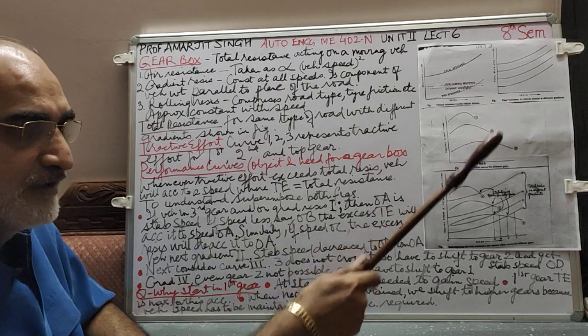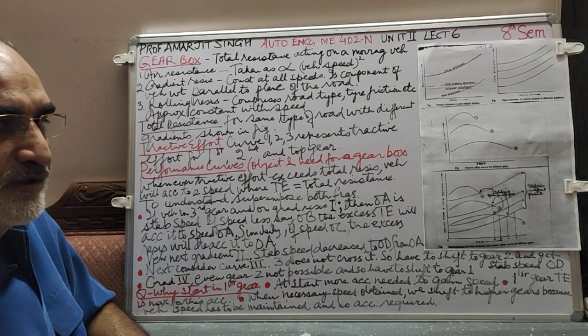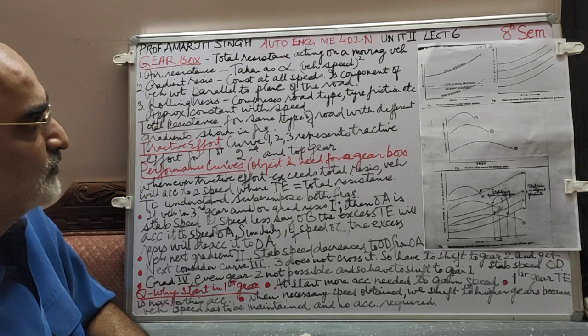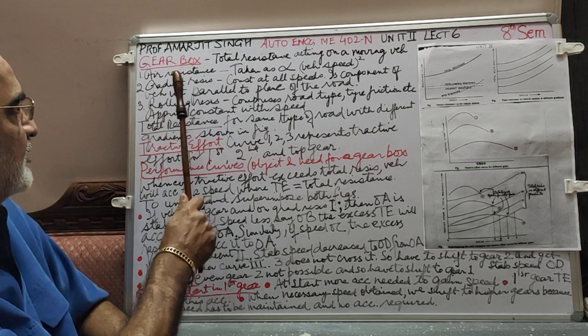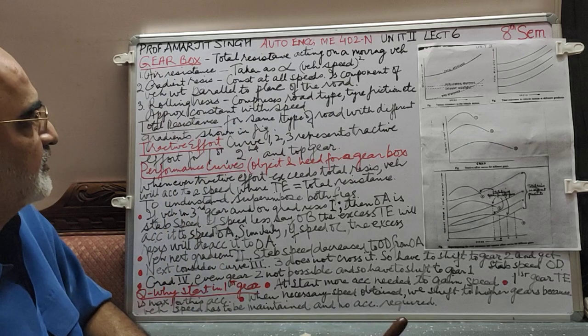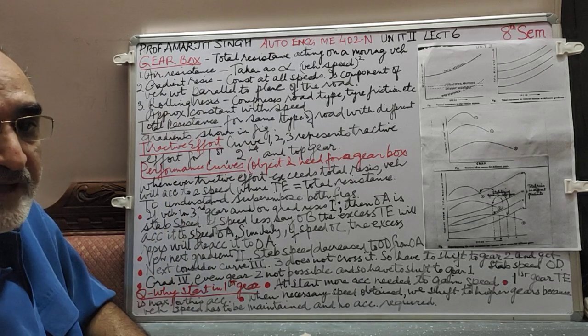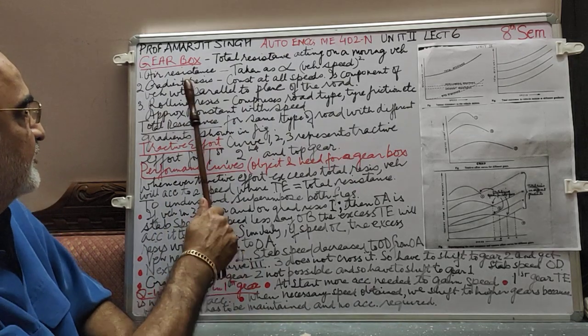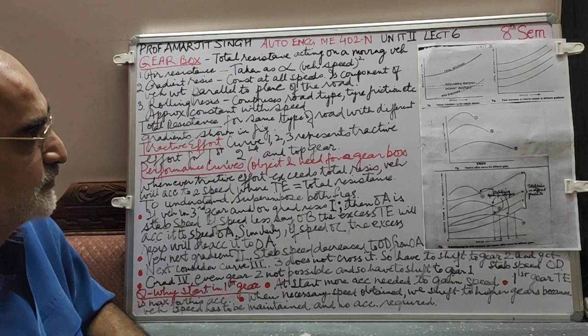Vehicle is in motion, चल रही है, उसके क्या क्या forces उसको रोकती है. There are 3 resistances when a vehicle is moving. First is the air resistance.